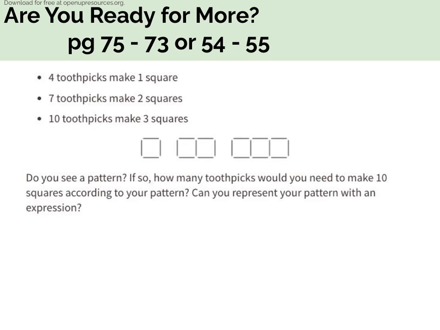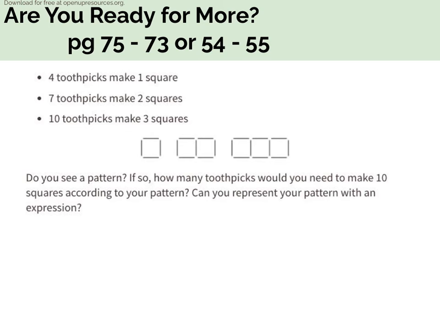So on page 55, okay, we have this diagram. This is Are You Ready for More? We're going to go ahead and do it. And it says, do you see a pattern? If so, how many toothpicks would you need to make 10 squares according to your pattern? Can you represent the pattern with an expression? So see what's going on and then use that pattern to make 10 squares. Go ahead and pause right now and then come back to me.